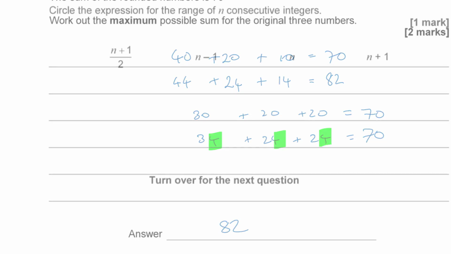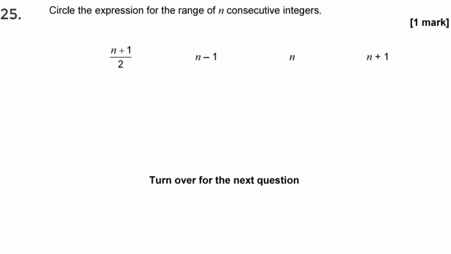Make sense? Circle the expression for the range of n consecutive numbers. Okay, so first off, what does range mean? Range means highest minus lowest, doesn't it? So range equals highest value minus the lowest value. Okay, now let's consider our n consecutive numbers. Now we don't know what the first number is, so let's call it a. Now my next number is going to be one more than that because these numbers are consecutive, so I'm going to have a plus 1. Then I'm going to have a plus 2, and then so on.